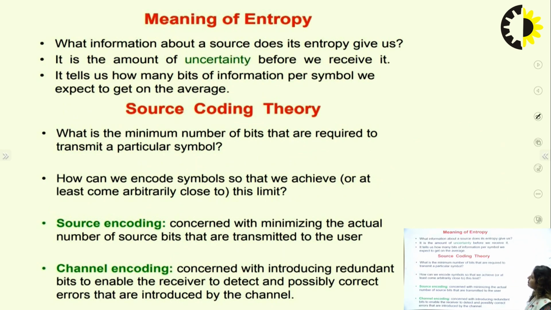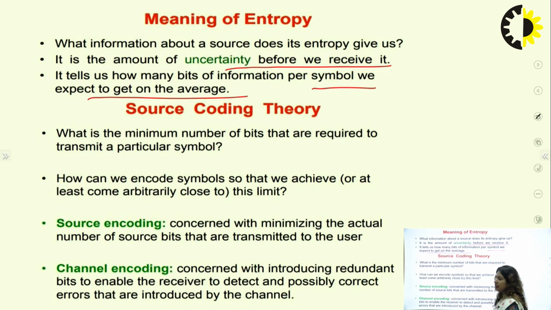So what is the meaning of entropy? What information about a source does its entropy give us? It is the amount of uncertainty before we receive it. It tells us how many bits of information per symbol we expect to get on the average. There is source coding theory based on these information and entropy concepts. What is the minimum number of bits required to transmit a particular symbol? Basically, source coding is a compression technique.